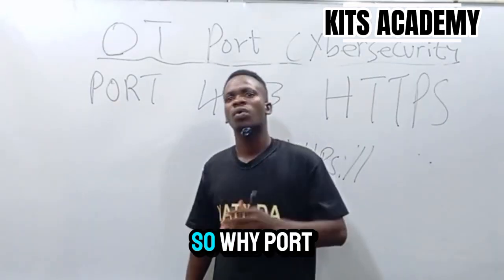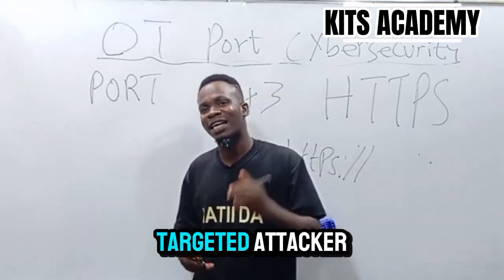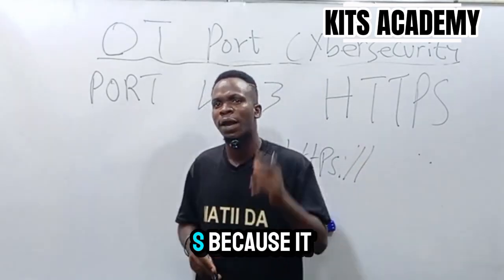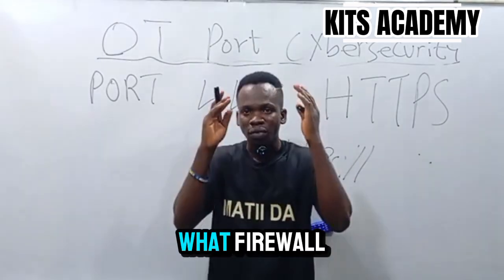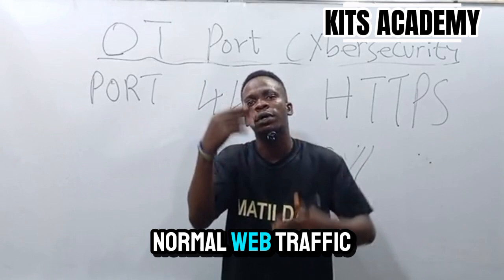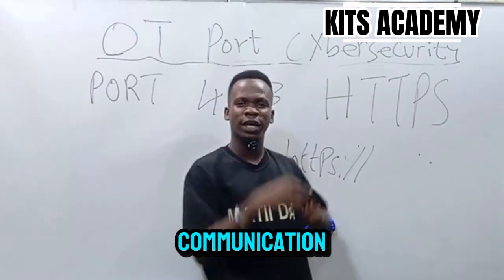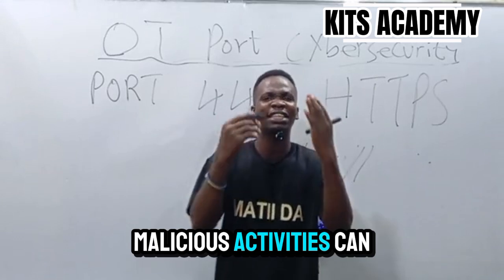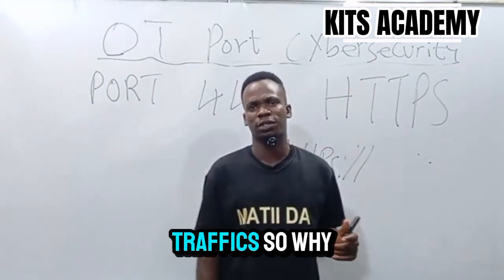Encryption protects communication, not decisions. While port 443 is often targeted, attackers target HTTPS because it is allowed through the firewall. It looks like normal web traffic and blends in with regular communication. Malicious activities can hide inside encrypted web traffic.